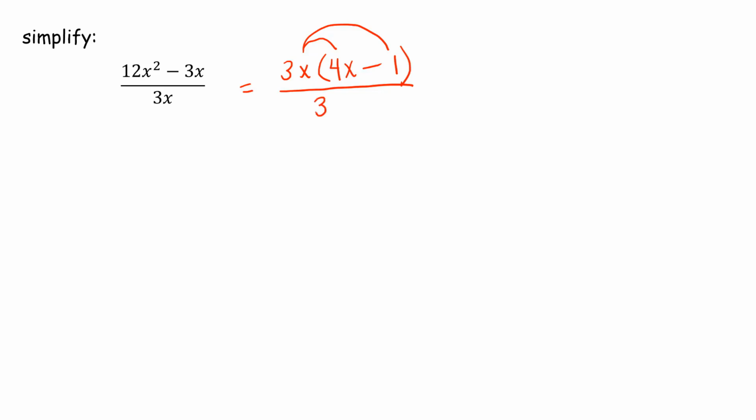Now, on the bottom, I still have 3x, and that's all that's there. We can think of that as 3x times 1. Well, the factor of 3x is gone, and I'm just left with 4x minus 1 over 1, which is just 4x minus 1.